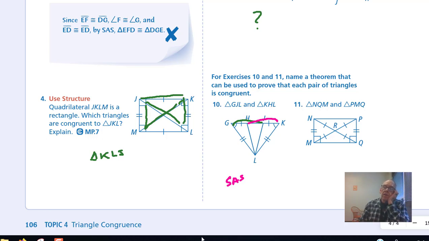For number 11, NQM and PMQ. So these are saying that these two are congruent to each other. What I can do to save a little bit of time is, let's see what we got. So this is congruent between the two. These two single ones are going to be part of the bigger triangle with the little ones. These being congruent. And then going the other way, we also have a mirror image the other way. So this works both ways.